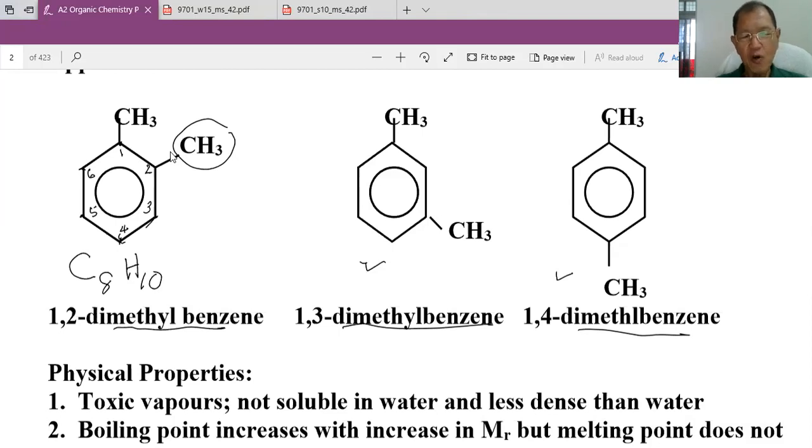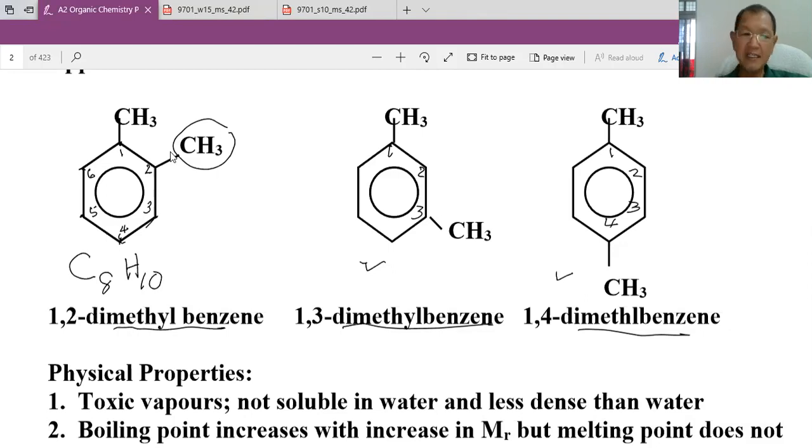Okay, so here we have 1, 2 dimethyl. Dimethyl means 2 methyl groups on the benzene. And of course, here's 1, 3. Why? Carbon 1, carbon 2, and carbon 3. And here's carbon 1, carbon 2, carbon 3, and carbon 4. So it's 1, 4. Okay, so this is how they name it.